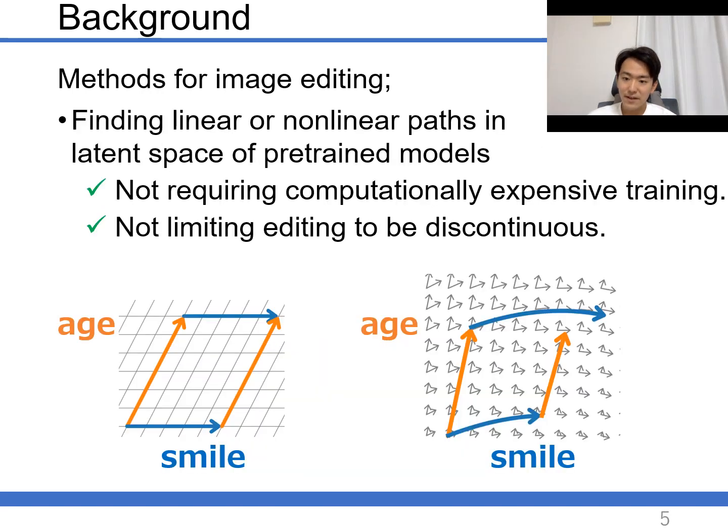Some studies have aimed to identify semantic paths on the latent space. These methods don't require computationally expensive training and don't limit editing to be discontinuous. So these methods are suitable for semantic image editing. Here we will distinguish these methods between linear and nonlinear paths on the latent space and present the advantages and disadvantages of these paths as related work.